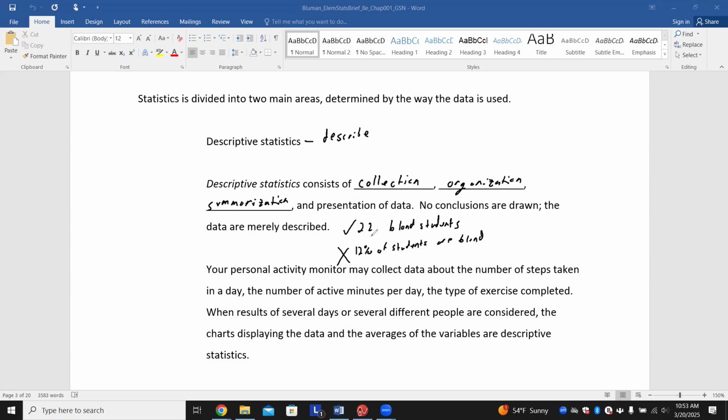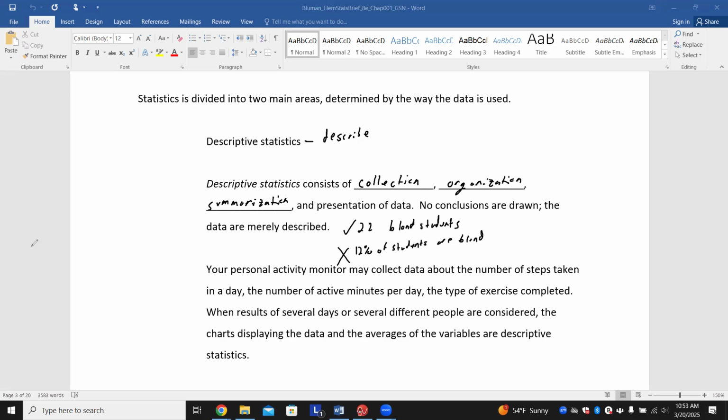So, your personal activity monitor may collect data about the number of steps taken in a day, the number of active minutes per day, the type of exercises completed. When results of several days or several different people are considered, the charts displaying the data and the averages of the variables are descriptive statistics. So, again, we're taking data from people, and that's what we're plotting. So, that would be things that actually happen, not things that we're trying to infer.